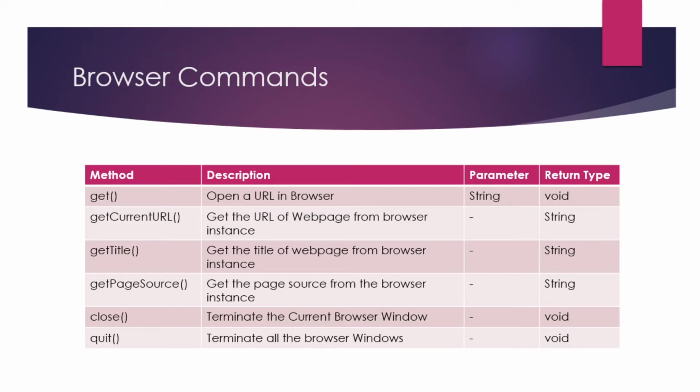So coming up to the next command, that is going to be close and quit. We will be looking into these methods side by side because they are similar in nature. So the close command terminates the current browser window, whereas the quit command terminates all the browser windows that are associated to a specific WebDriver instance. Both of these methods accept no parameter and return void, that means no value. One thing we need to understand is that both of these commands only work on WebDriver instances or the browser instances which are managed by WebDriver.